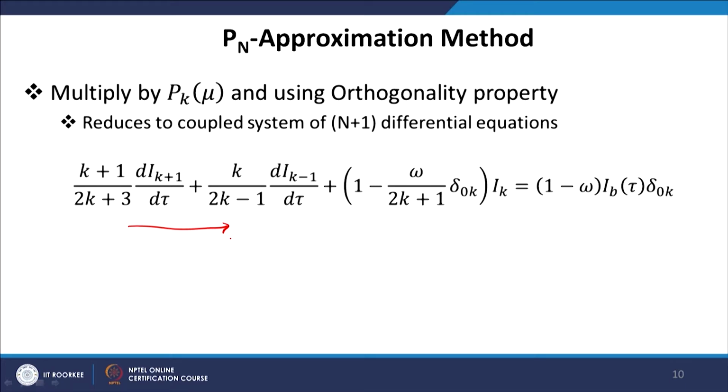So, we have two derivatives in this term, dI_(k plus 1) by d tau and dI_(k minus 1) by d tau, and then we have I_k also. So, this is the governing equation for the Pn method and this is a differential equation. We have removed the integral from this equation and we have got a simplified differential equation. Of course, the number of unknowns has increased, but we can still solve it for any problem relatively easily.